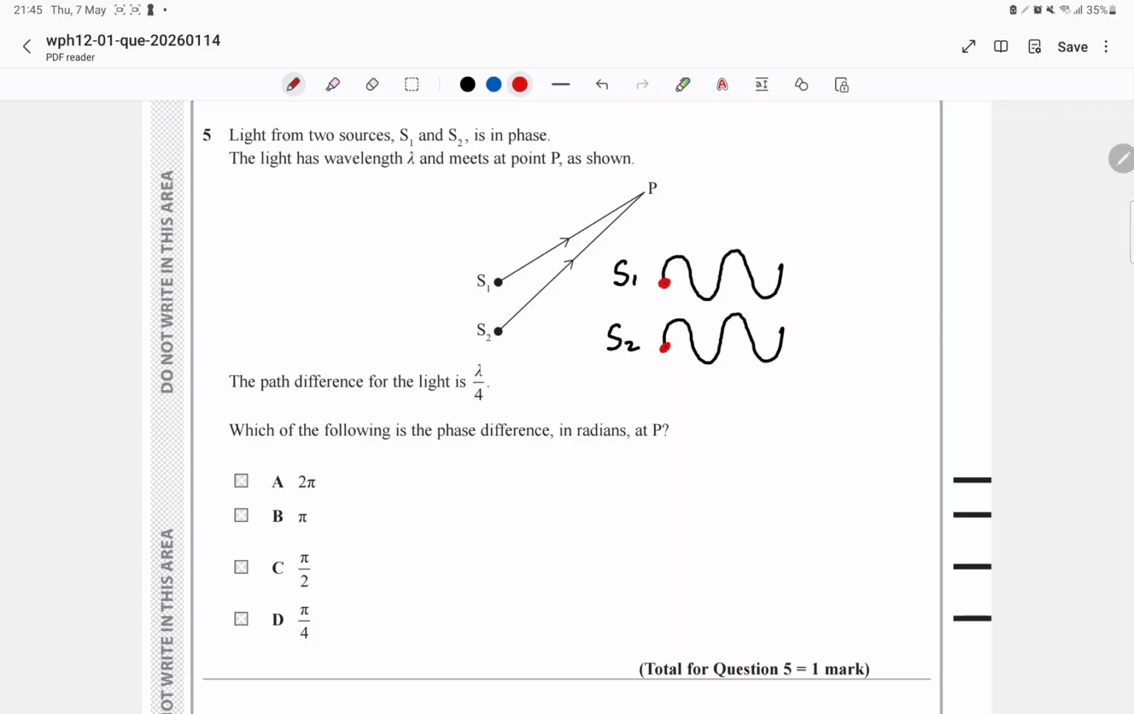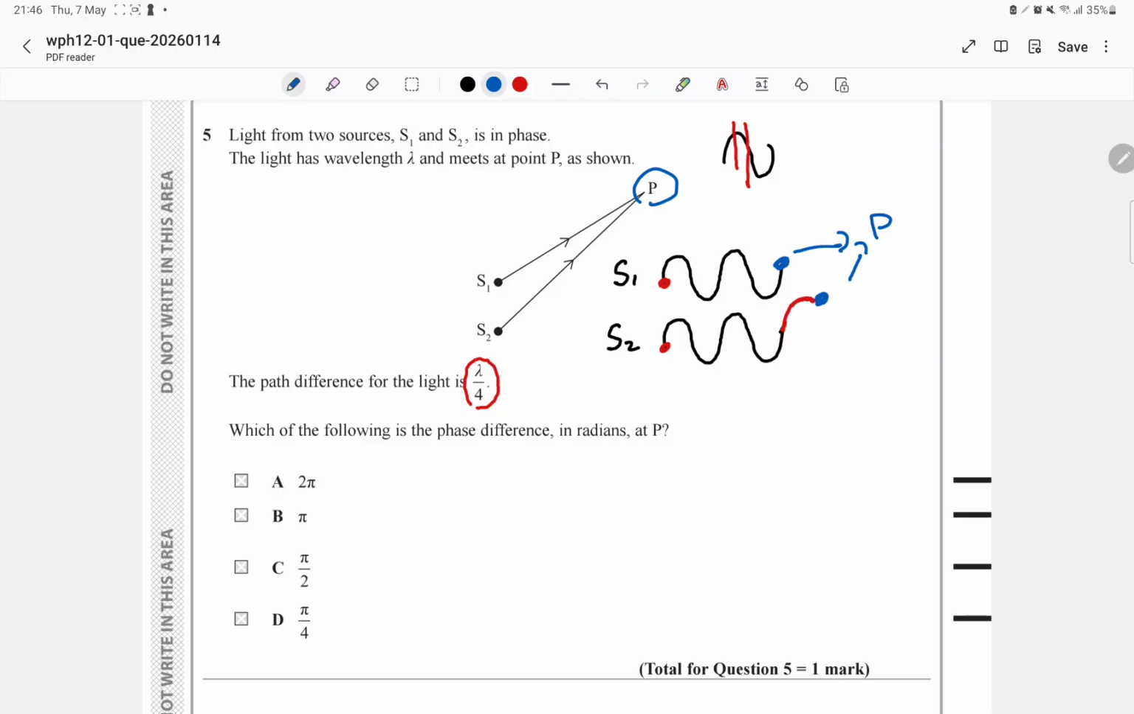Now, one of them travels an extra quarter of a wavelength. So let me draw a quarter of a wavelength extra. I think S2 traveled an extra quarter of a wavelength. This is a quarter of a wavelength because if you have one wave, this is half, and then this will be a quarter. So I just draw a quarter of a wave here. So this traveled an extra quarter. So now this point here meets with this point here, at point P. These two points will meet at point P.